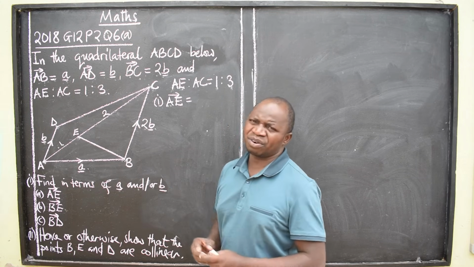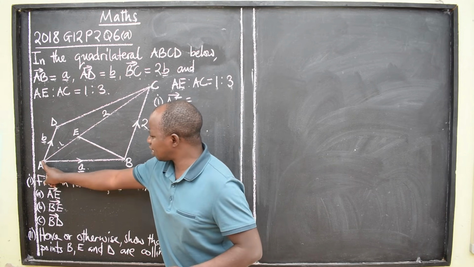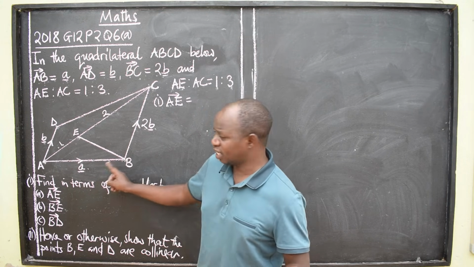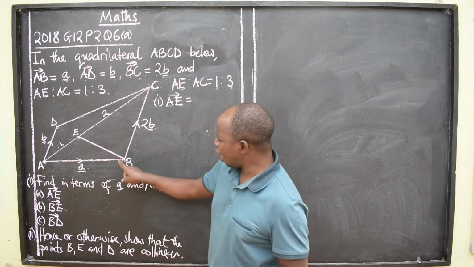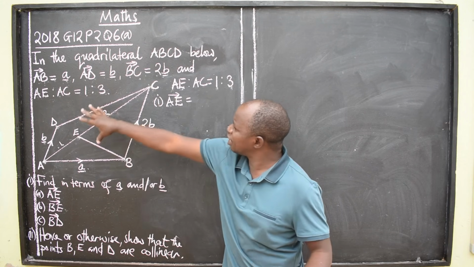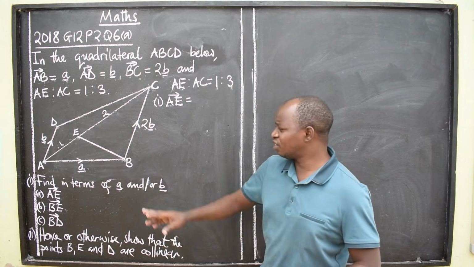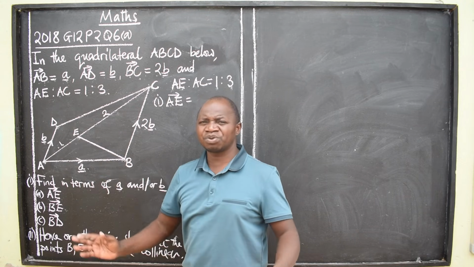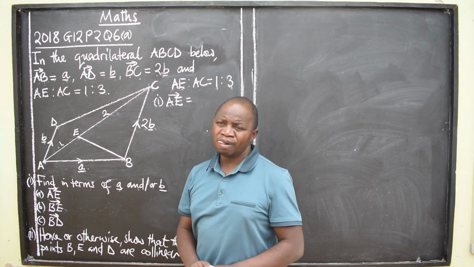Let me check the other route. This one says A to B. Yes, I have the vector here. But do I have BE? I don't have it. The information here is very clear. There is no BE. So that route again can't be used.